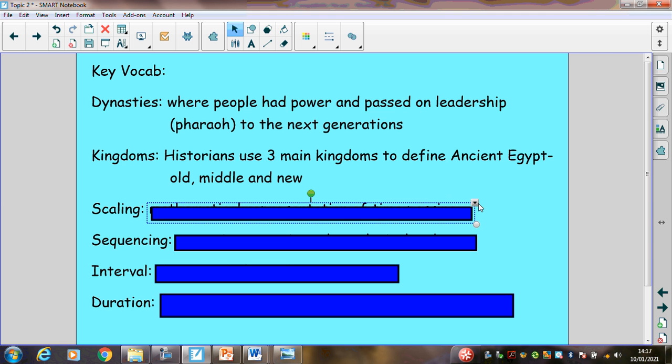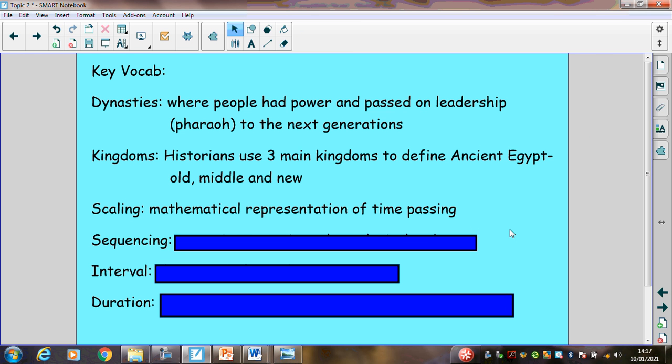And then we've got scaling, which is the mathematical representation of time passing. So this is very key for those that you're going to be doing gold, and basically a scale is when you divide up a segment of time into certain chunks, and those chunks are related to how much time is passing. So it might be that each chunk is worth 200 years or 2,000 years, depending on how long the segment of time is that you're looking at studying.